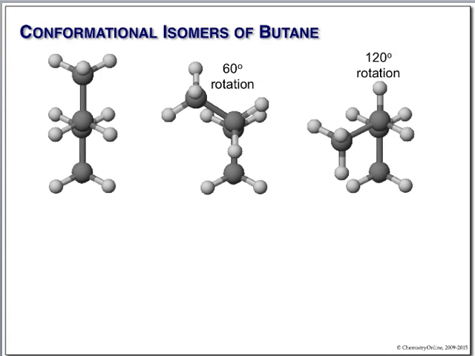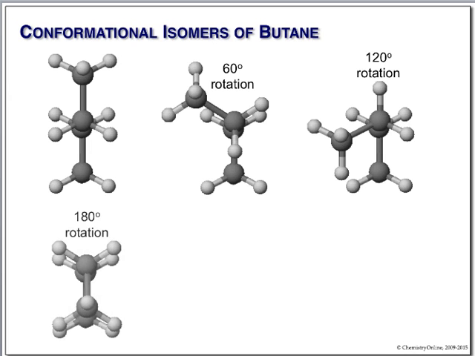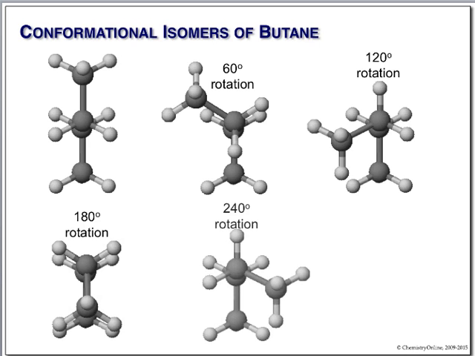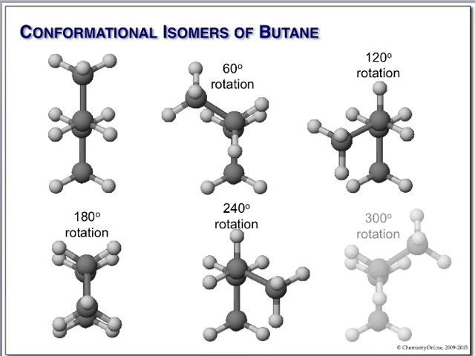Another 60 degrees. We're down here now. We're not eclipsed anymore, but our methyl groups are getting closer together. Another 60 degrees. We're down here, fully eclipsed everywhere. This is really unhappy. And then we rotate. This is the same as this one. And then finally back to where we started.